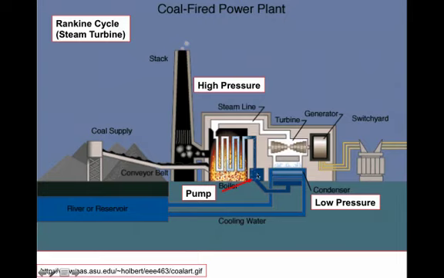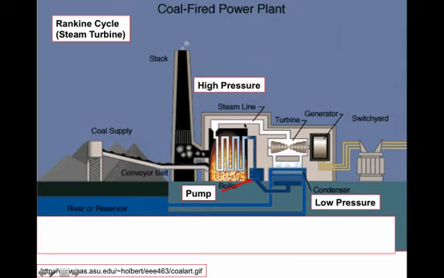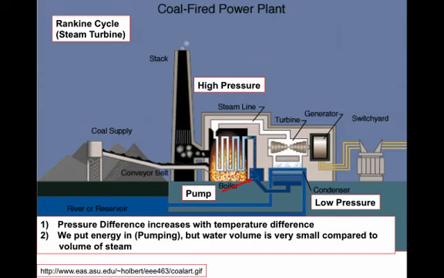Now, how do we get from the low pressure side back to the high pressure side? We do need a pump here. And so this is where we put the little bit of work into the engine. Now, it's just a little bit of work. Why? Because water has a very low volume, so we have to pump across a high pressure to put the water into the high pressure side. But then we boil it, and it comes out steam and expands about 1,000-fold. So the pressure difference increases with temperature difference, and we put some energy in, but the water volume is small.